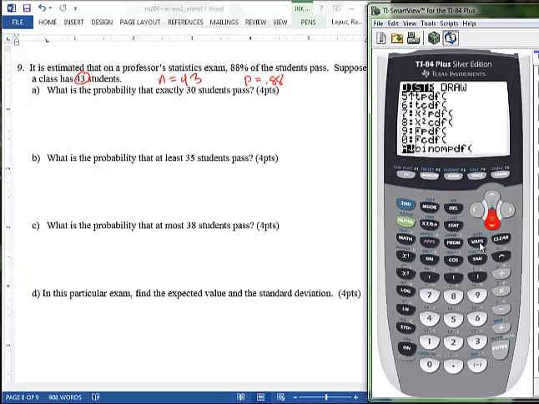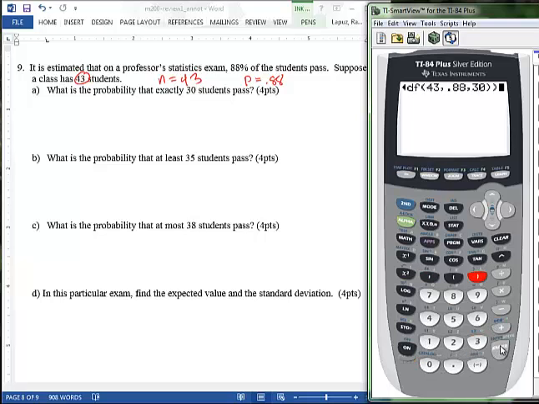see binom PDF. So there's a PDF and a CDF. For this particular problem, there are exactly 30 students, so the word exactly will lead us to PDF. I'm going to do a binom PDF of our n, which is 43, comma, our p, which is 0.88, comma, and then 30.